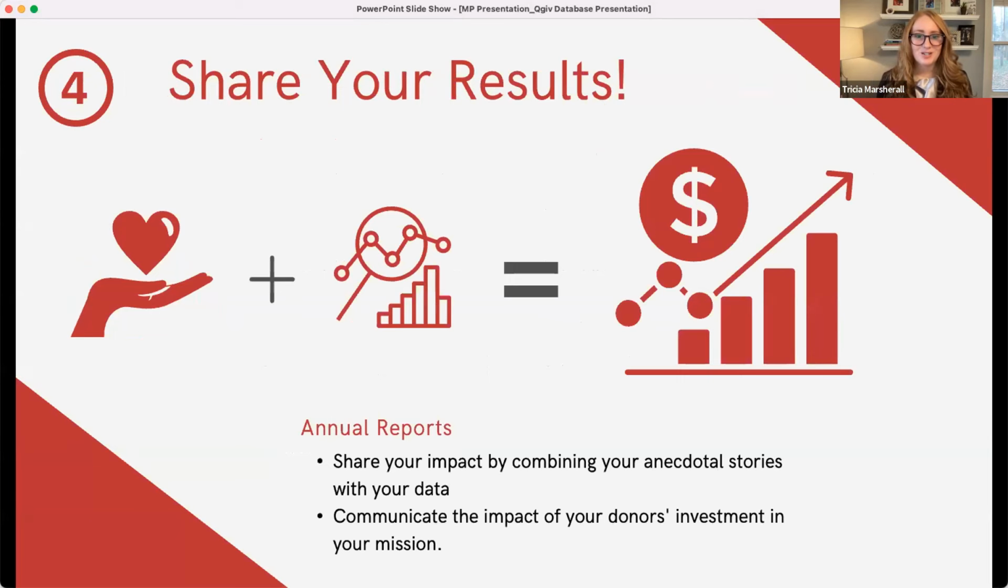And then, as we discussed, make sure you're sharing those results. Share it within your annual reports, share your impact by combining your anecdotal stories with that data, communicate the impact of your donors' investment in your missions, and reach out to them, because it will help grow the relationship when you have that transparency of data. I sit on boards, and sometimes when I ask the question of, can you tell me roughly the impact of the gift, that can be off-putting if we don't have an answer to that question. So really understanding what those data metrics are behind that is critical and important.